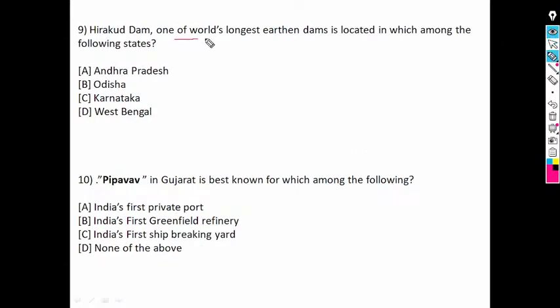The Hirakud Dam is one of the world's longest earthen dams. It is located in which among the following states? Andhra Pradesh, Odisha, Karnataka, and West Bengal.